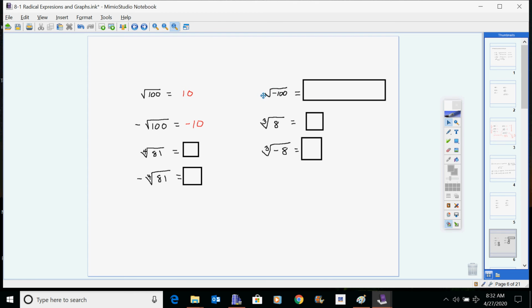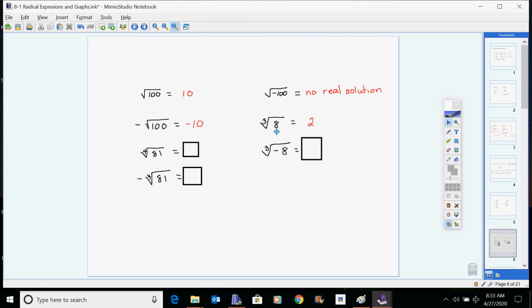Now here's this other variation on that 100. If you're taking the square root of a negative 100, we have a problem because there's no number times itself that's going to give you a negative, so you have no real solution. For our cube roots here, what number times itself times itself gives 8? It's only a positive 2. There's no possibility of having a negative answer for that, because 2 times 2 times 2 is the only thing that gives you 8.